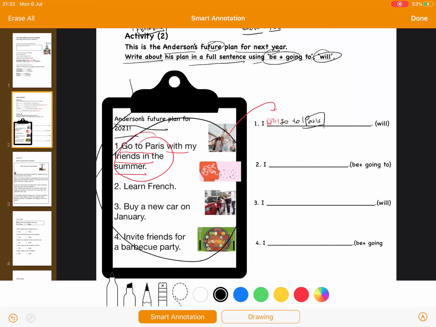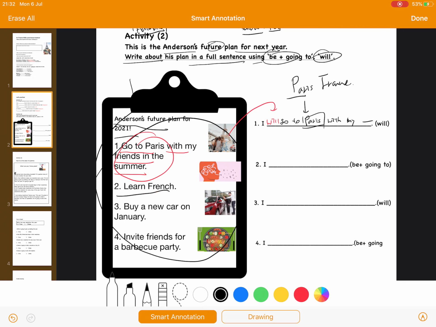Remember, when it comes to city, country, we always need to put a capital letter. Paris, France. Okay, I will go to Paris with my friends in the summer. Very good.